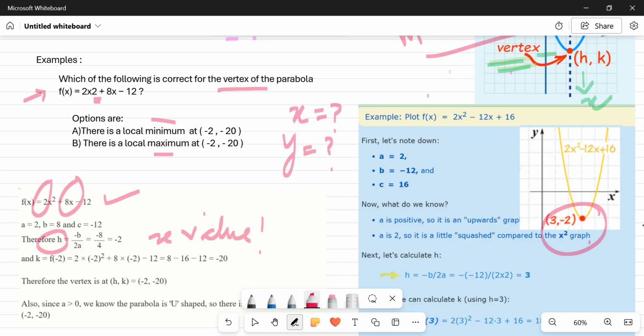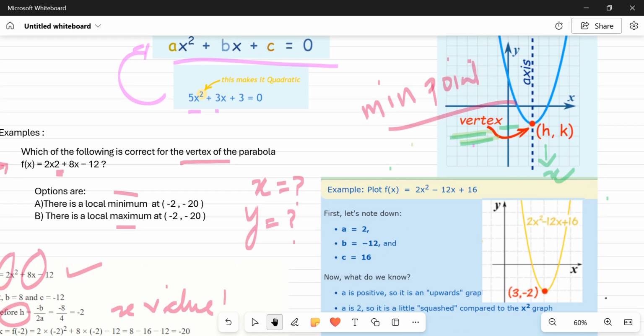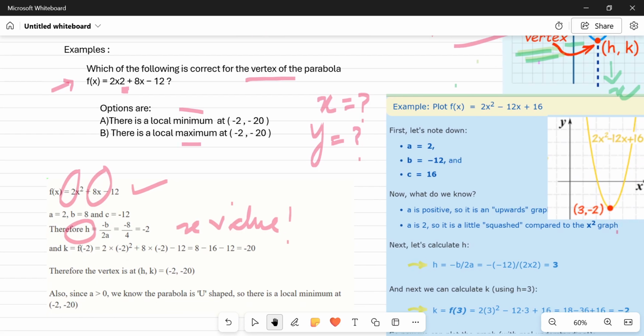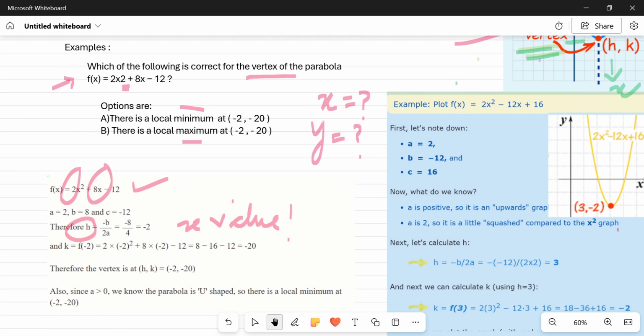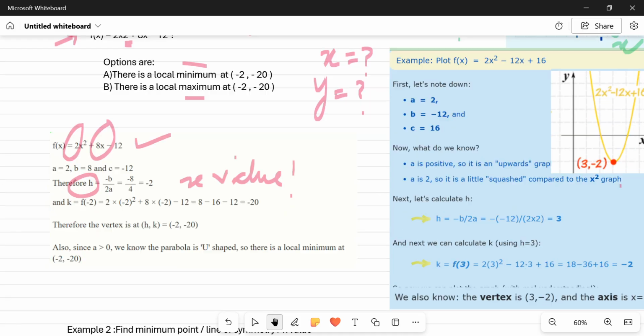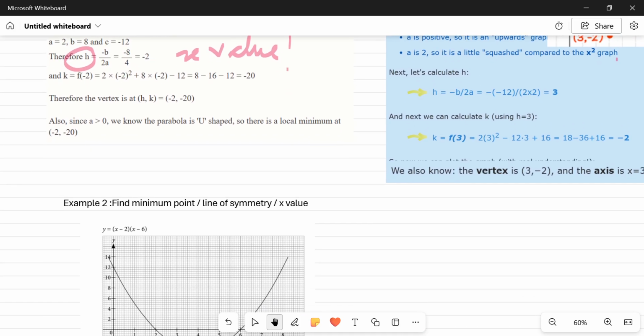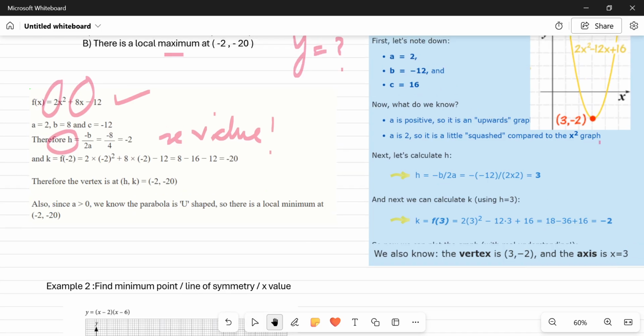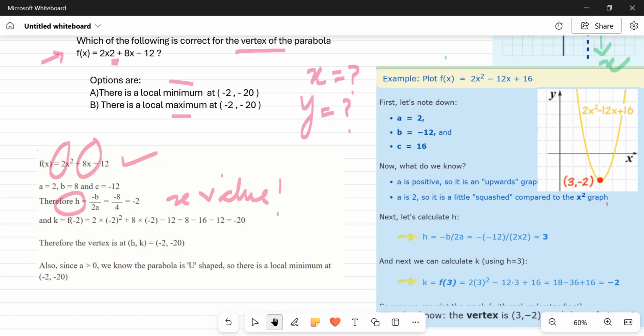Okay, this is another example. The diagram for this one: if you can draw the diagram for this parabola, you can easily sketch it on the graph. The diagram is not sketched for this one, but it's very easy to draw, right?